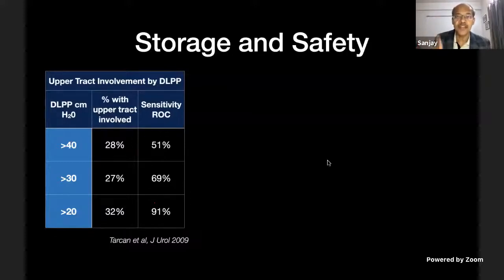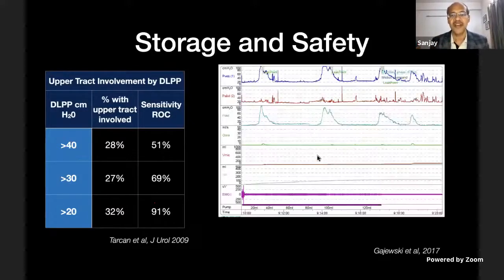That doesn't mean that a pressure of 10 is safe. And I just showed you in that patient, just the case that we showed 2 slides earlier. A low pressure doesn't imply safety, but a high pressure clearly implies lack of safety, right?